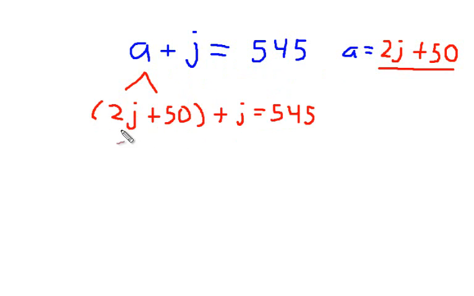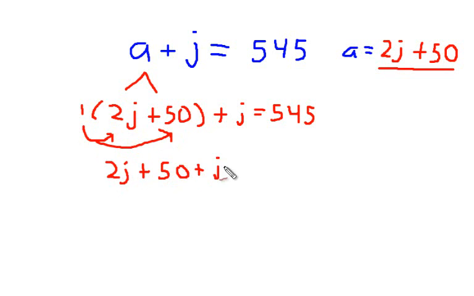Okay, next step here is to distribute. Since I don't have anything to really distribute, you could say I could distribute a 1, but that wouldn't change my equation. So I can go ahead and drop the parentheses and say 2J plus 50 plus J equals 545.